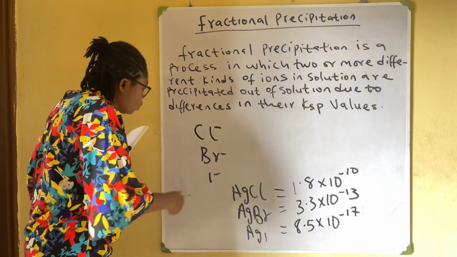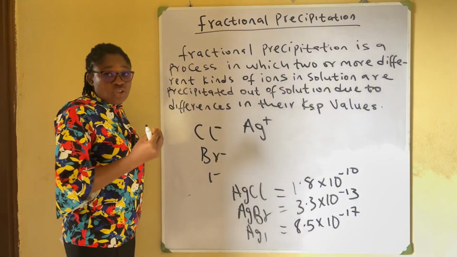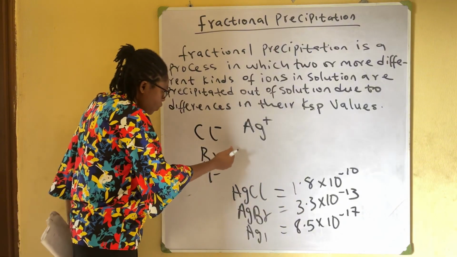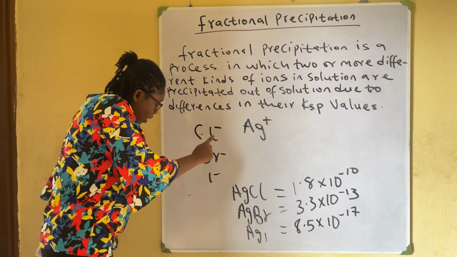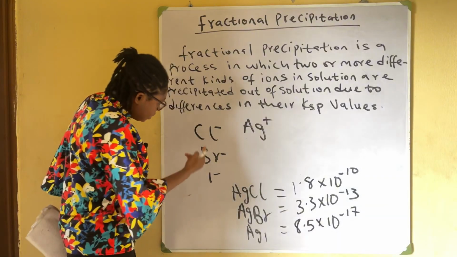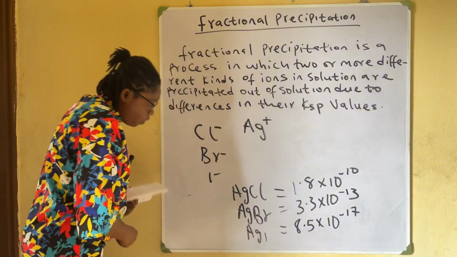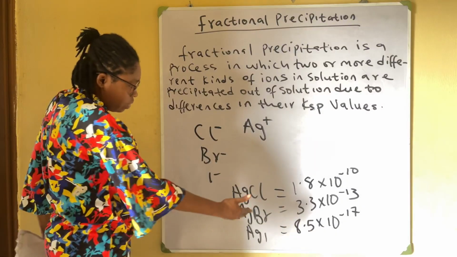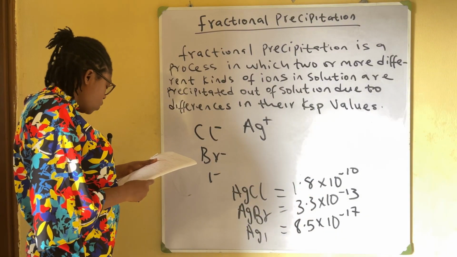When these ions react with silver ion, that's any soluble salt of silver, such as silver nitrate, the solution that contains chloride ion, bromide ion, and iodide ion reacts with silver ion. Silver chloride will be formed, and this is the Ksp value. Silver bromide will be formed, this is the Ksp value, and silver iodide will be formed with the Ksp value 8.5 times 10 to the power minus 17.